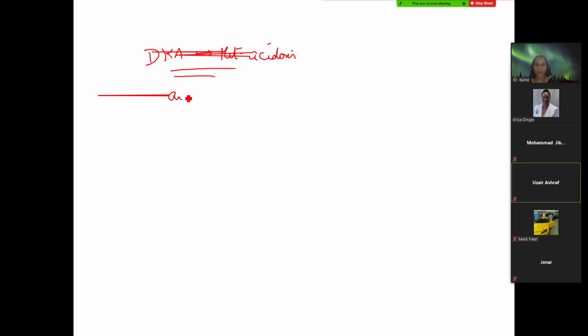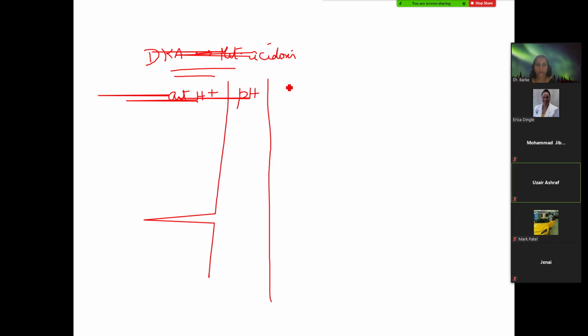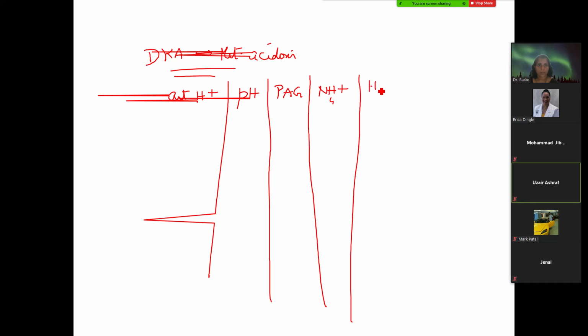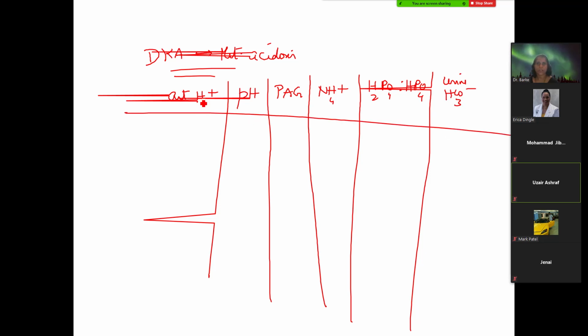You have to comment on what happens to arterial H plus, pH, the anion gap, ammonium excretion, and the dihydrogen phosphate to hydrogen phosphate ratio. They might also ask about urinary bicarbonate levels. So ketoacidosis is metabolic. What happens to arterial H plus?